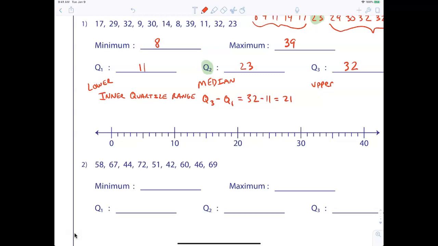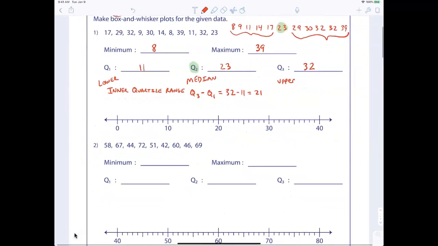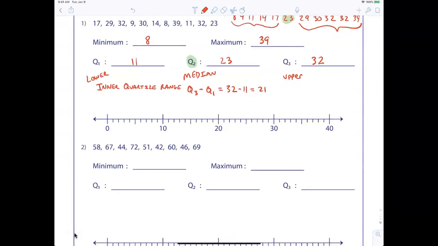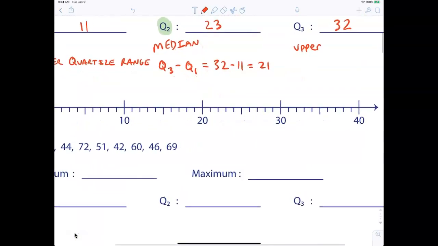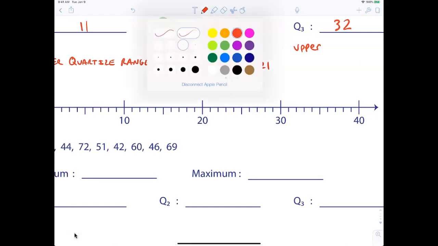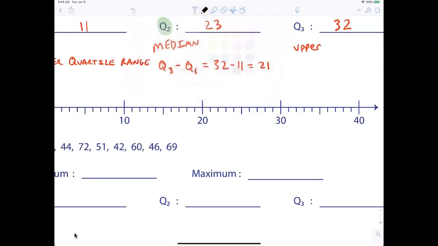Because with quartiles, we divided the data into 25%. So now I'm going to show you how to make the actual box and whiskers. First thing, the median is what? 23. So how I teach you to do it is, here's 23. I like to make a mark on 23. That's going to be part of the box right there.